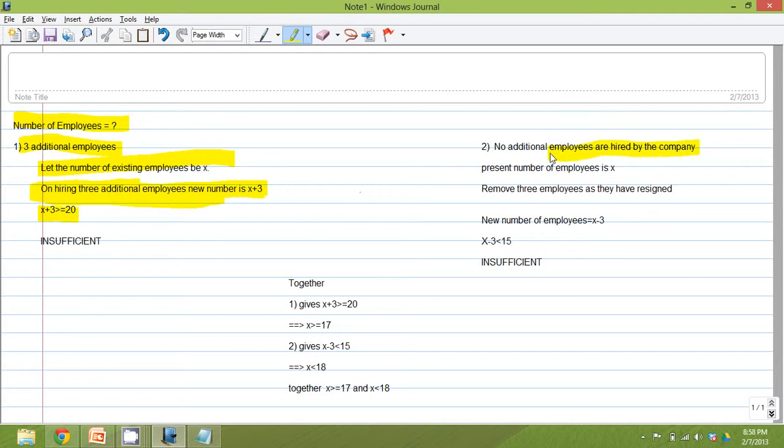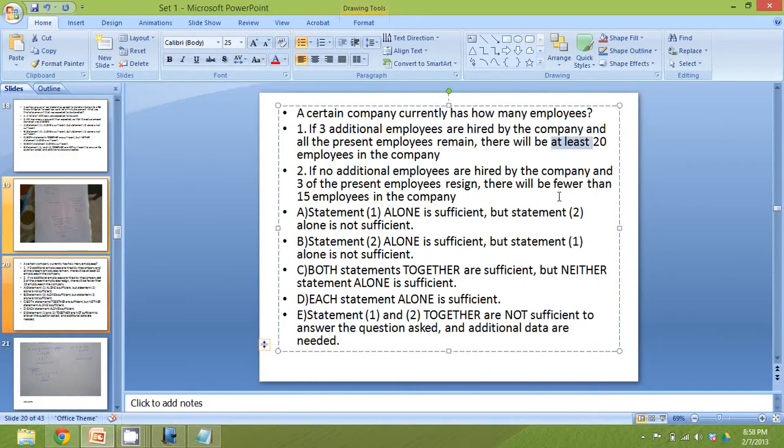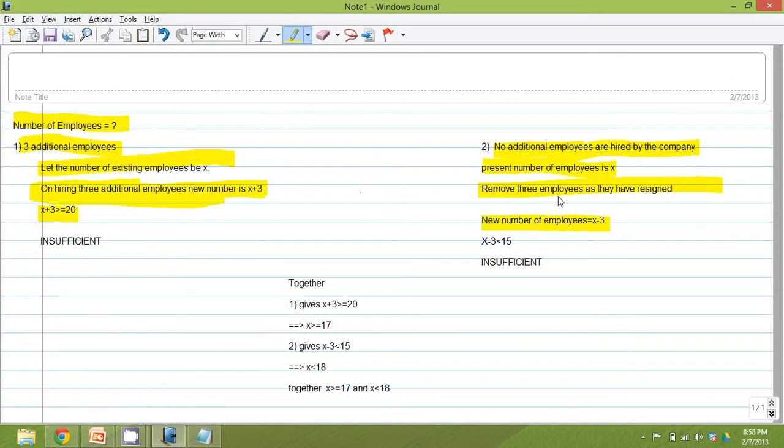Let's translate this into an equation. So let the present number of employees be X. Removing 3 employees as they have resigned, we get the new number of employees to be X minus 3. Now this X minus 3 will be fewer than 15. So it's not equal to 15, it is less than 15. Because it's fewer than, it doesn't say it will be either 15 or less than 15. It's not like at least. At least means it will be either equal to 20 or more than 20.